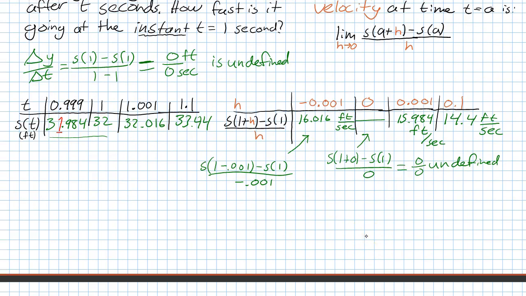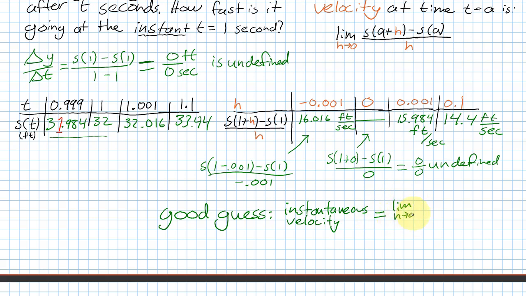So I think a pretty good guess, even though we're not really calculating it exactly yet at this point, is that the instantaneous velocity, also known as the limit as h approaches 0 of s of 1 plus h minus s of 1 divided by h, in this case, is approximately equal to 16 feet per second.